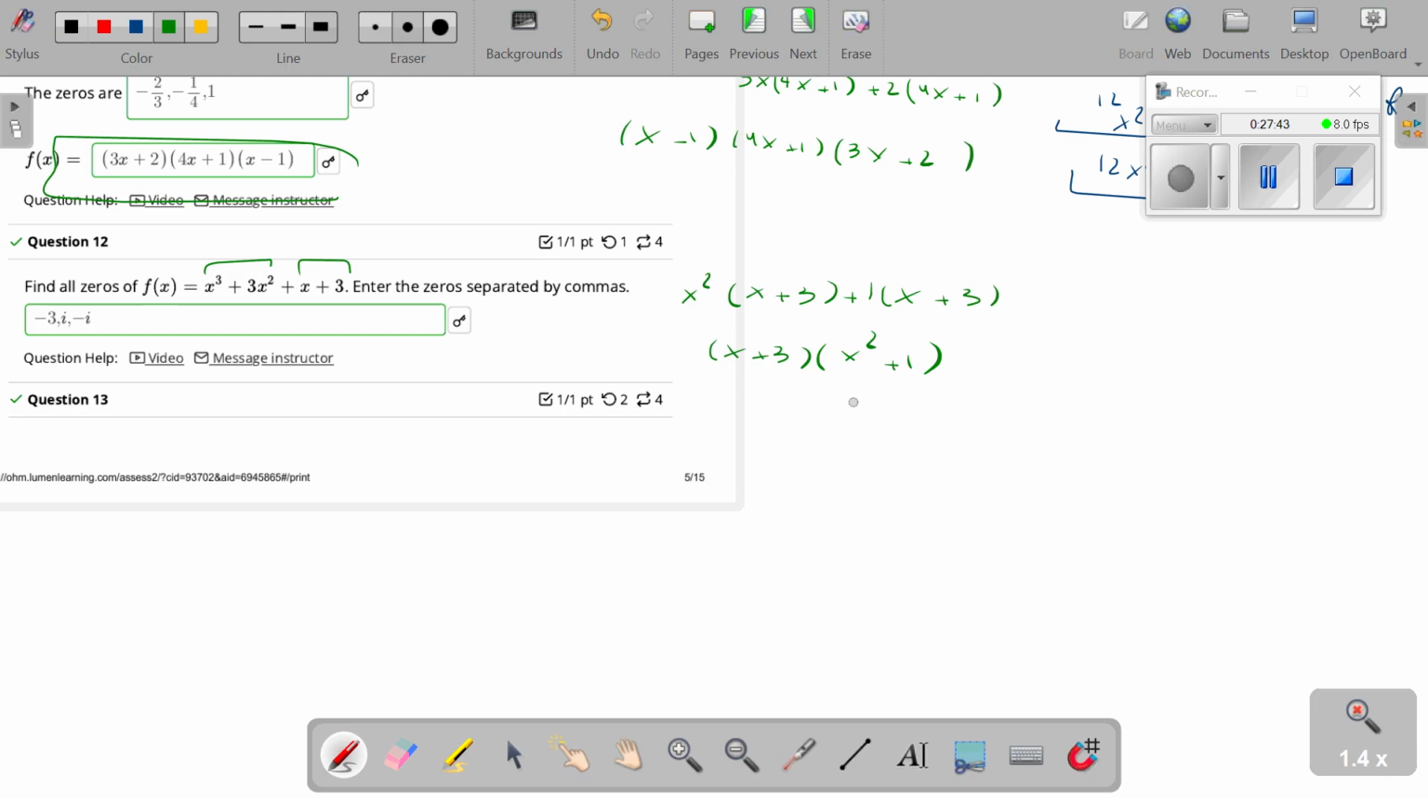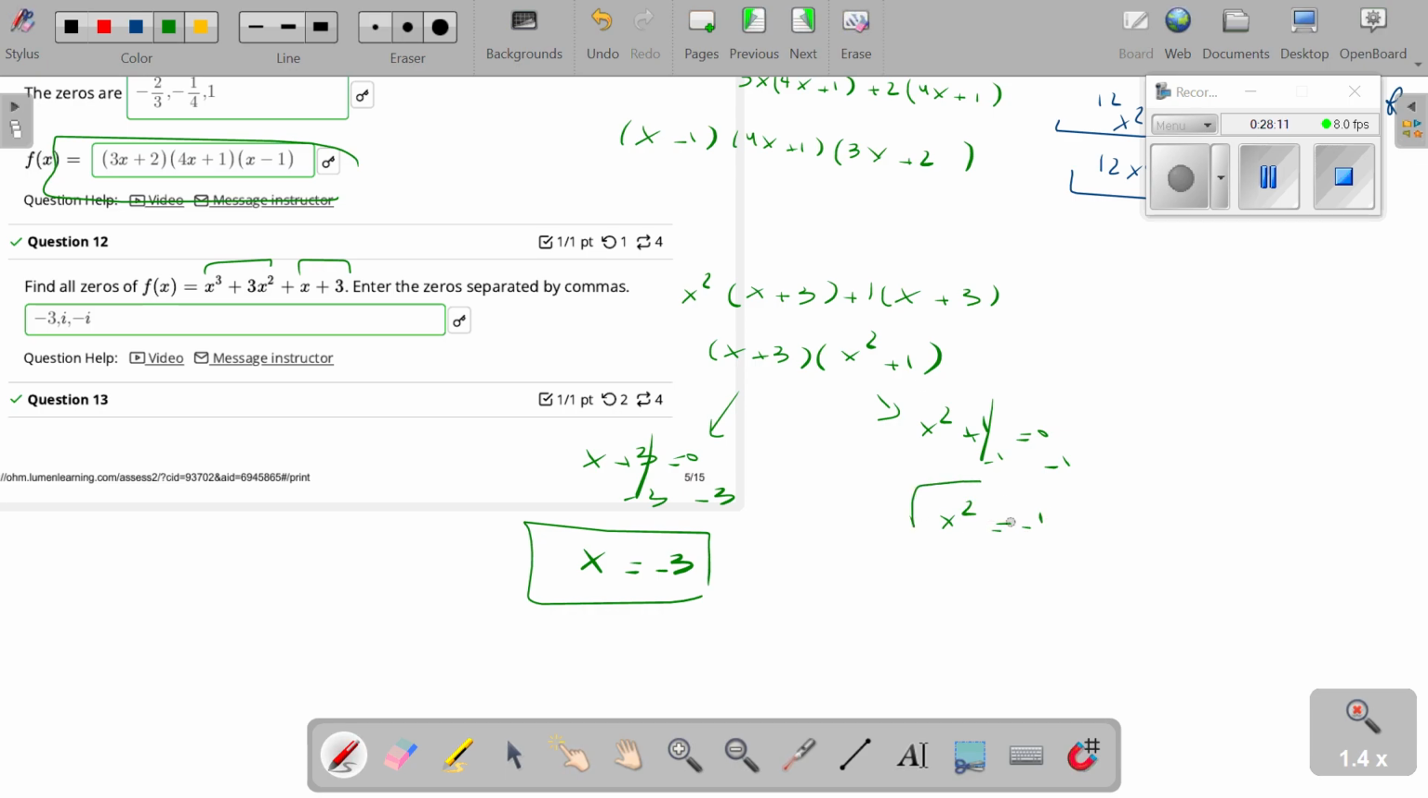Now I'm going to find the zeros because I cannot factor this anymore. To find the zeros, we're going to set each factor equal to 0. So x plus 3 equal to 0. You subtract 3 from both sides, and x is equal to negative 3. This is one of the zeros of the function. This one, x squared plus 1 equal to 0. Subtract 1 from both sides, and x squared equal to negative 1.